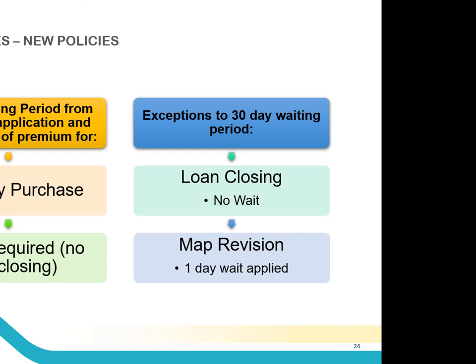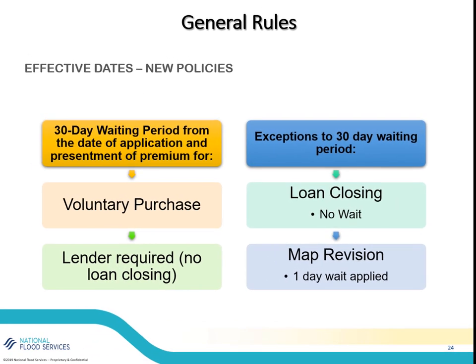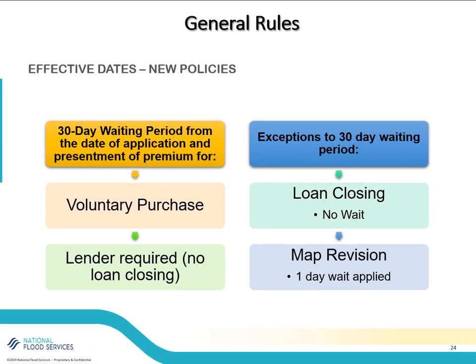The second exception occurs for a MAP provision. In that instance, a one-day waiting period will apply. The one-day wait is available on new policies within the 13-month period from a MAP provision. If the policy is being voluntarily purchased, or if the loan closing has already taken place, and then a requirement for flood insurance is made, a 30-day waiting period will be applied.